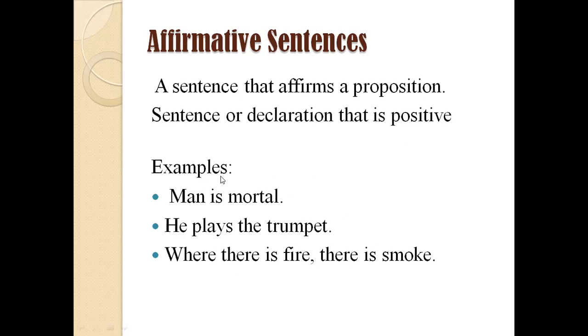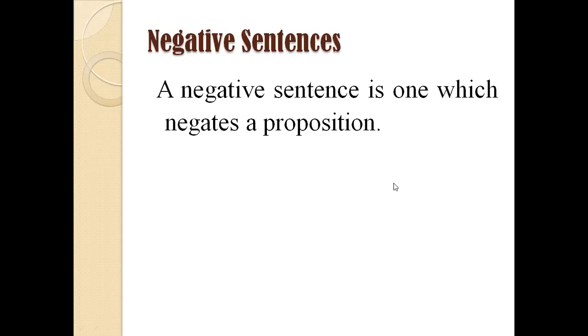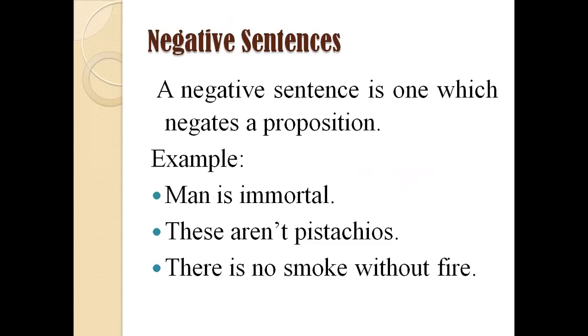Okay, now let us take a look at negative sentences. So a negative sentence is one which negates, right? Affirmative sentences affirm, negative sentences negate. Okay, example, man is immortal. Okay, next, there we said in a positive sentence, that is an affirmative sentence, man is mortal. Here we are telling man is immortal.